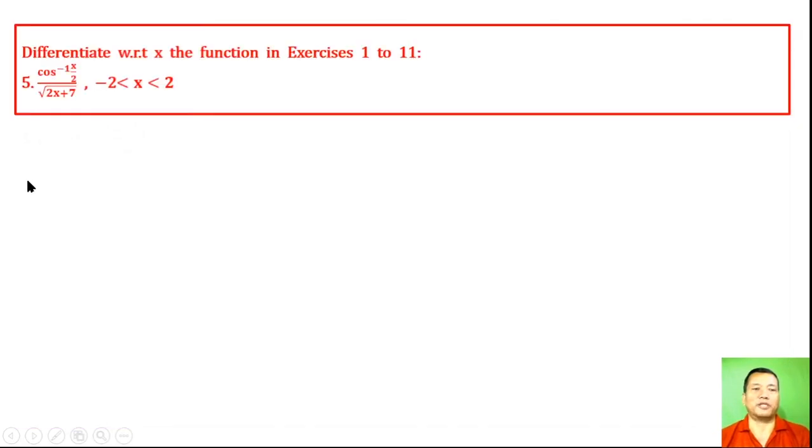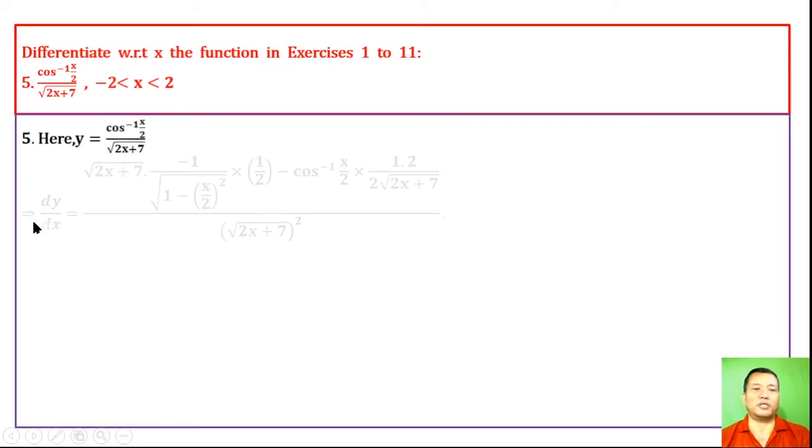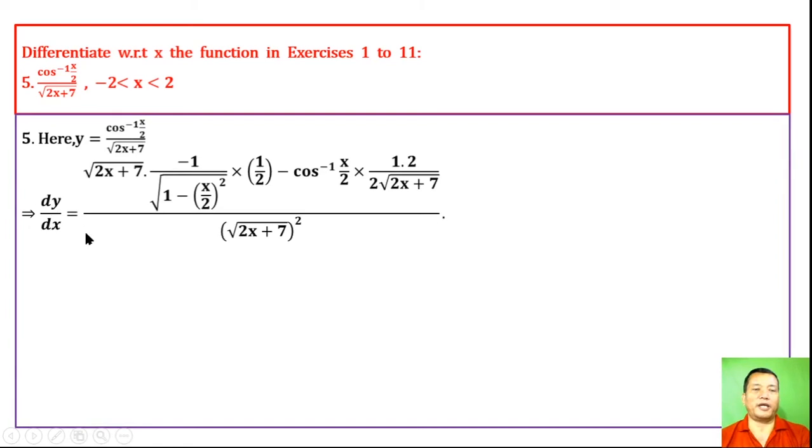For question number 5, derivative of it, here y is equal to this. Therefore dy by dx is, we have to apply quotient rule. Denominator square, denominator remains unchanged in the numerator at first into derivative of cos inverse of x by 2 is minus 1 by root over 1 minus something square into derivative of x by 2 is half, minus numerator remains unchanged into derivative of denominator is 1 by 2 root over of twice x plus 7 into derivative of twice x plus 7, which is 2. Simplifying we get this, which is the required derivative.